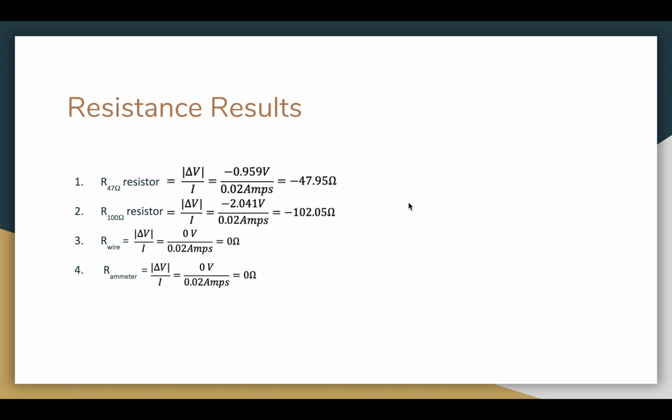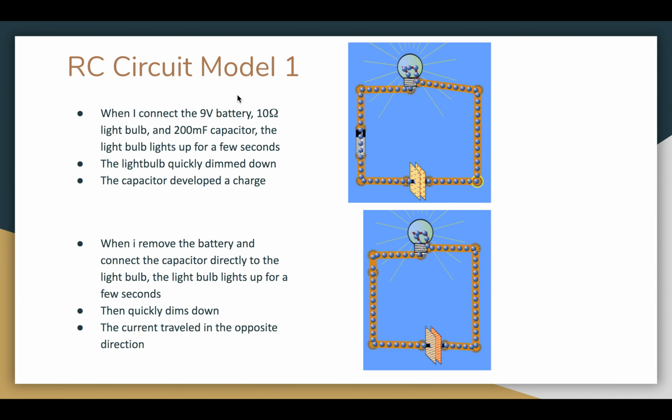So resistance results. For the 47 ohm resistor, I got this value. The 100 ohm resistor, I got this. And then for the wire and the ammeter, I got 0 ohms. And then RC circuit model 1.